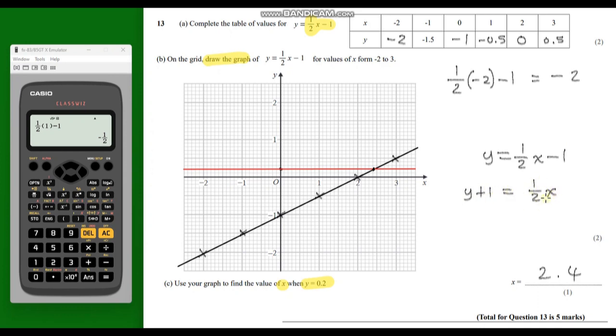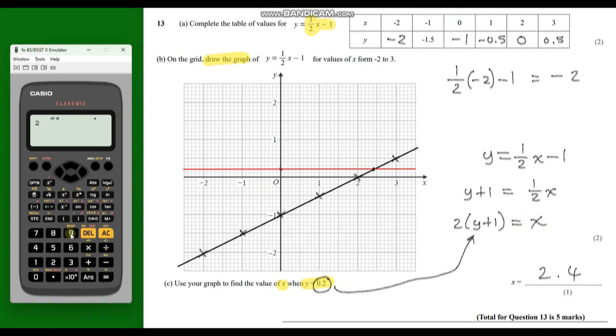And now we want to get x on its own. So at the moment we're multiplying by a half. So to get rid of this fraction, we can just multiply both sides by 2. So on the left hand side, we'll be left with 2 times (y plus 1), and on the right hand side, we'll just be left with x. Notice it says find the value of x when y equals 0.2. So we can just substitute this value for y into our equation and it will give us the value of x. So let's do that on the calculator.